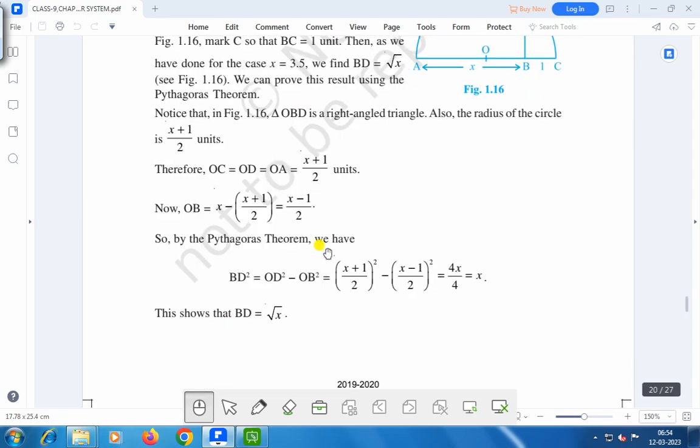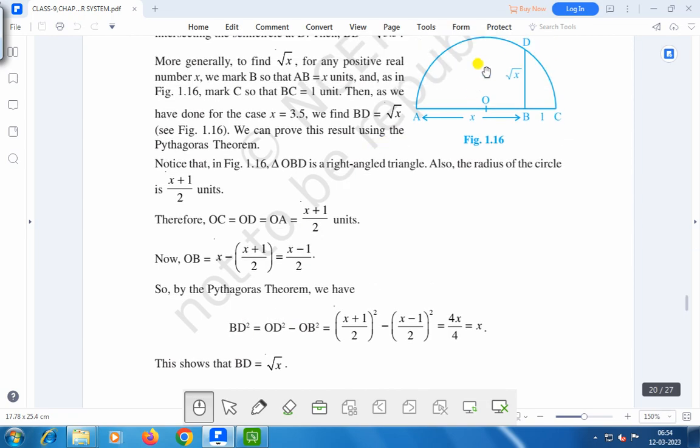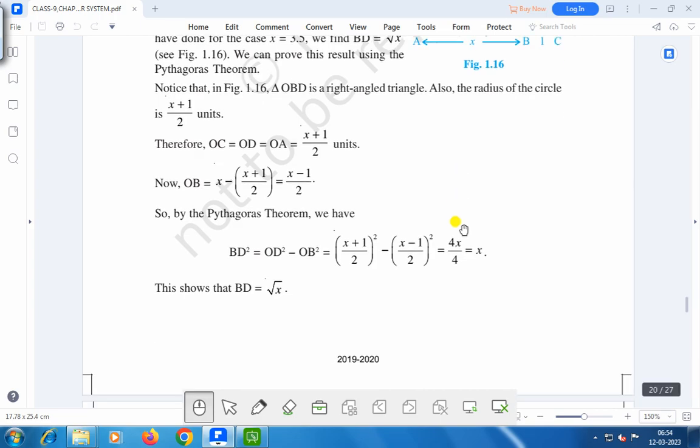So by Pythagoras theorem we know that BD square is equal to OD square minus OB square. It is x plus 1 by 2 whole square minus x minus 1 by 2 whole square, which is 4x by 4, that is x. So this shows that BD is equal to root x.